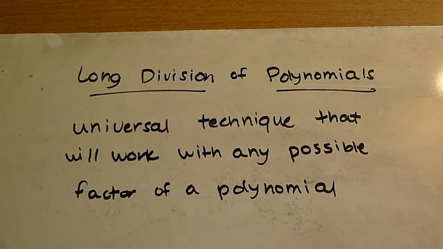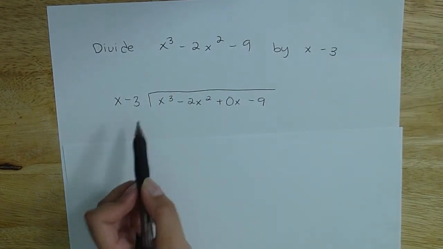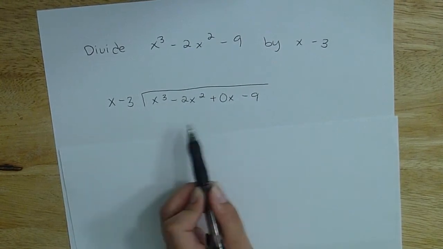So we'll first start off with long division of polynomials. It's the universal technique that will work with any possible factor of a polynomial. This is basically the same as normal long division, but with variables. The first thing you want to do is put the number that you're dividing by on the outside and the number you're dividing on the inside.